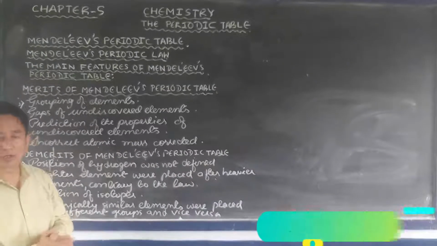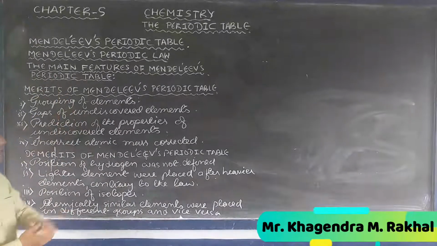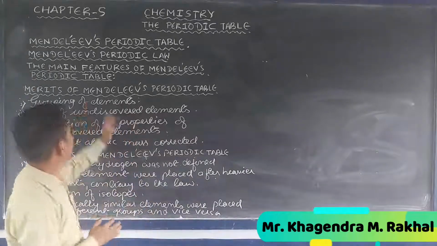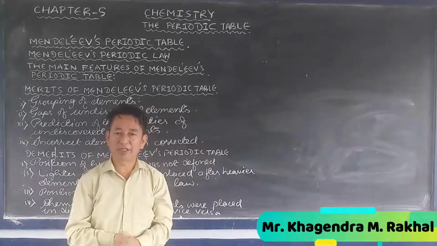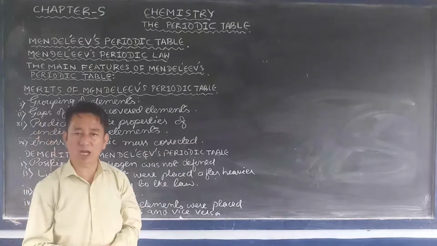Students, once again welcome back for the continuation of chapter 5 in chemistry, that is the periodic table. Today we shall discuss Mendeleev's periodic table. Before I start this, I would like to recapitulate what we have done in the previous class.